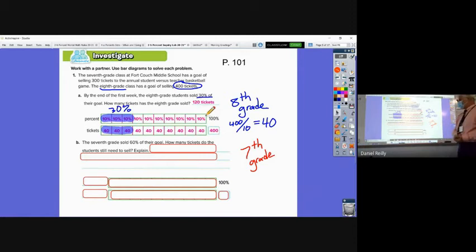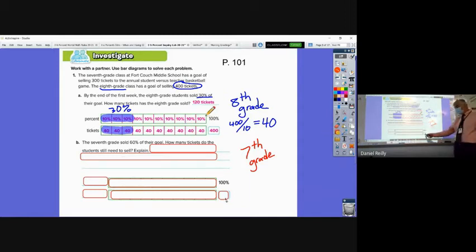Okay? Now the 7th grade, they sold 60% of their goal. And the question is, how many tickets do the students still need to sell? It's not asking you how many they sold, it's asking how many are left. There are 2 ways to do this problem, but they kind of start the same though. The setup of the strips is the same.